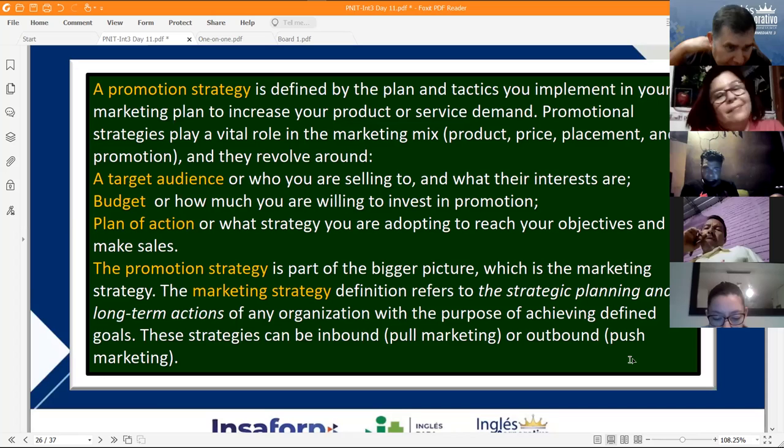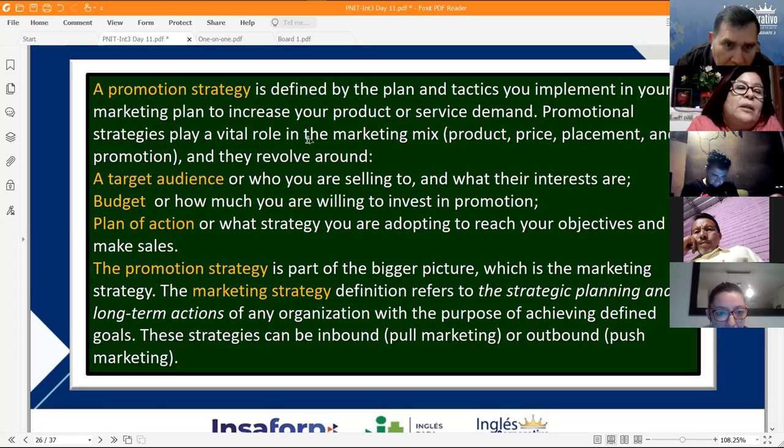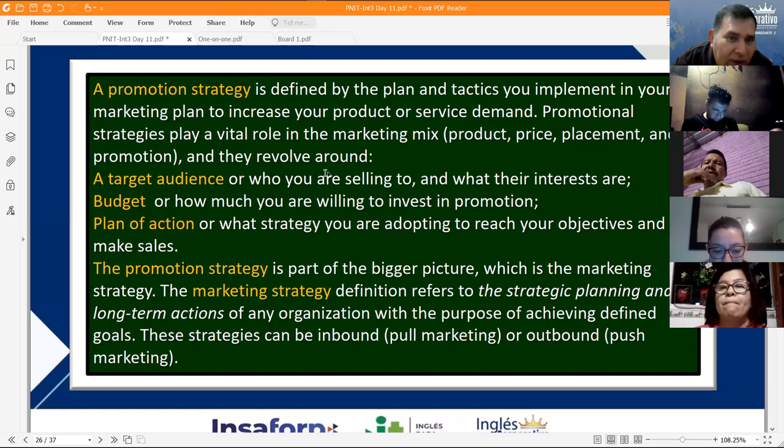It says, a promotion strategy is defined by the plan and tactics you implement in your marketing plan to increase your product or service demand. Promotional strategies play a vital role in the marketing mix, that is product, price, placement, and promotion. And they revolve around a target audience. Who is a target audience? The people that you are selling to, and you check what their interests are. Budget, or how much you're willing to invest in promotion. Plan of action, or what strategy you are adopting to reach your objectives and make sales.